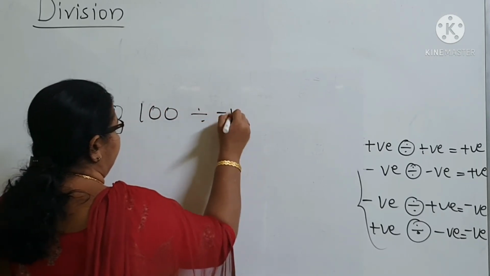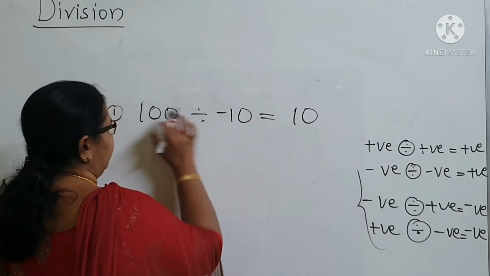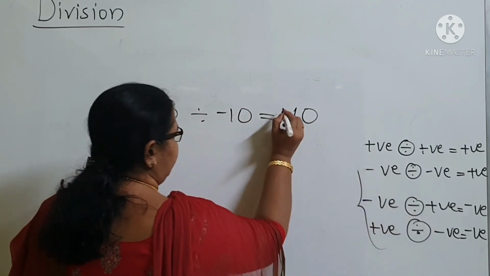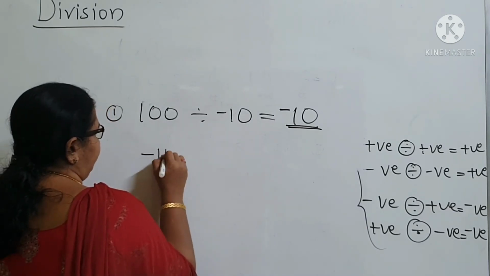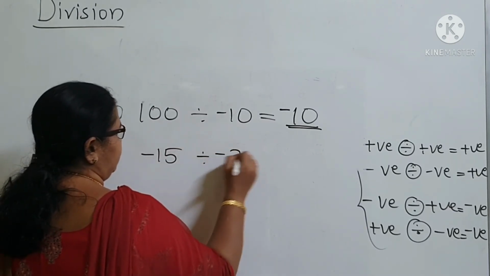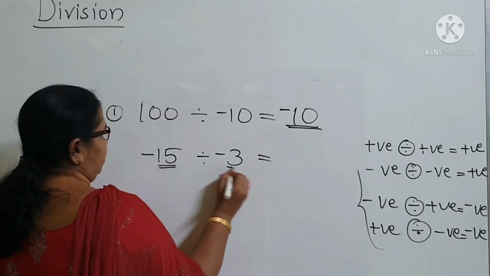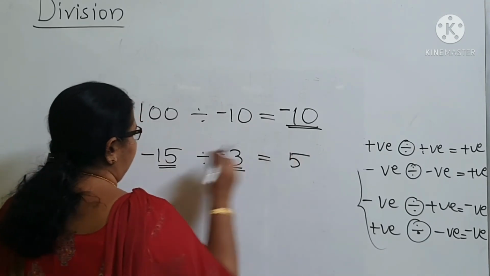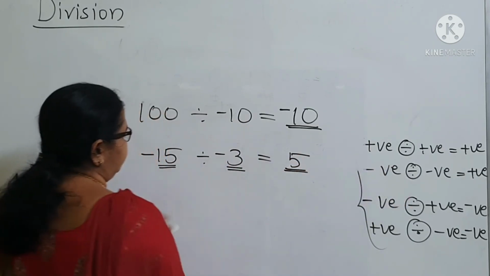100 divided by negative 10. 100 divided by 10 is 10. Positive divided by negative is negative. So the quotient is negative 10. Then negative 15 divided by negative 3. That is 15 divided by 3 is 5. Negative by negative is positive 5.